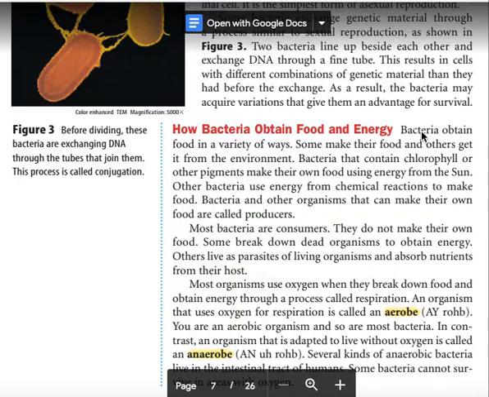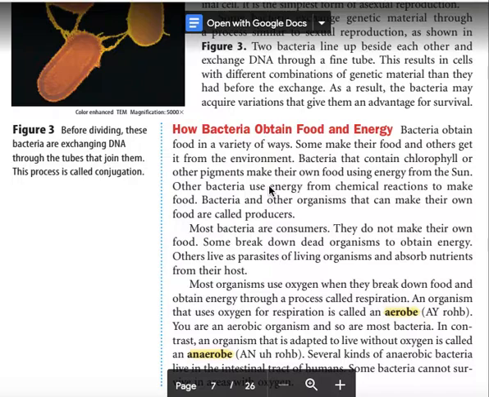Some bacteria obtain food in a variety of ways. Some make their food, and others get it from the environment. Bacteria that contain chlorophyll or other pigments make their own food using energy from the sun. Other bacteria use energy from chemical reactions to make their food. Bacteria and other organisms that can make their own food are called producers.